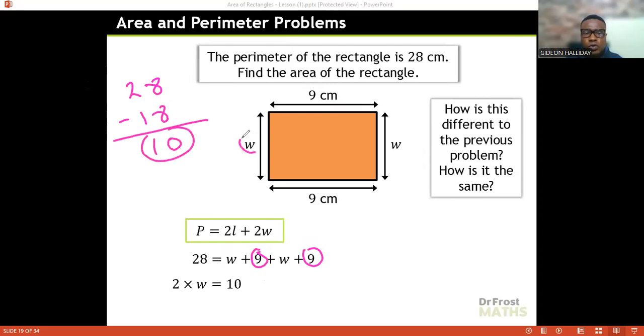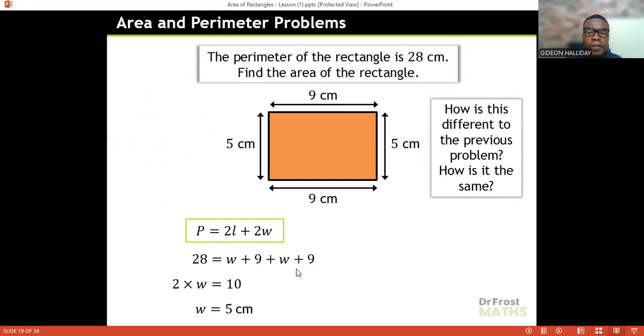Now, because there are 2 widths, we have to divide. 2 times width will give you 10. So what can you multiply by 2 to give you 10? Of course, that's 5. Or you could take 10 and divide by 2, and that's 5. So the width equals 5. And with that, we can find the area. Length times width, that's 9 times 5, and that equals 45 centimeters square.